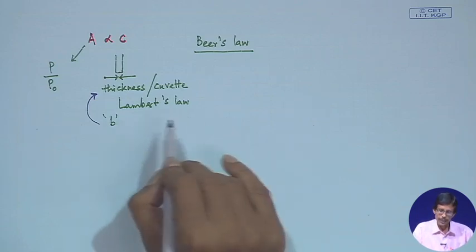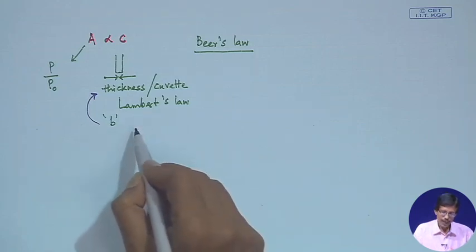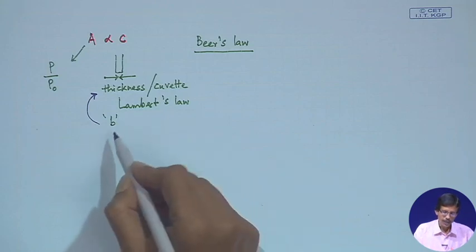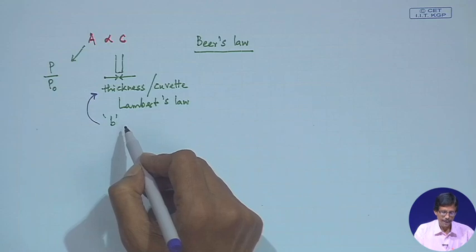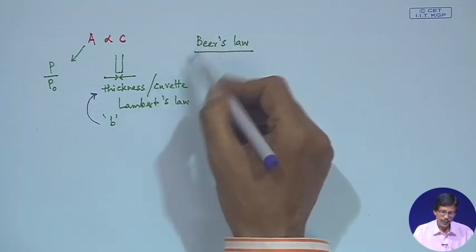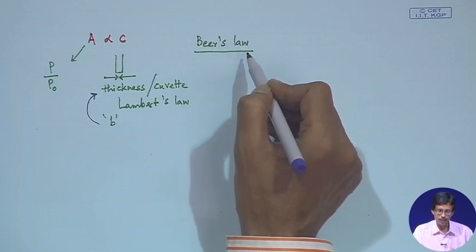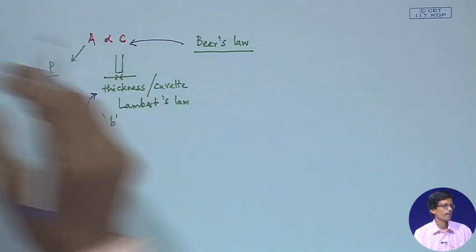That means the path length the light will traverse, and sometimes we can have 2 centimeter, 5 centimeter or 10 centimeter of thickness, depending upon the concentration available for that absorption. So, sometimes we combine these two and call it Lambert-Beer's law, or only the application of Beer's law, which is for the corresponding concentration.